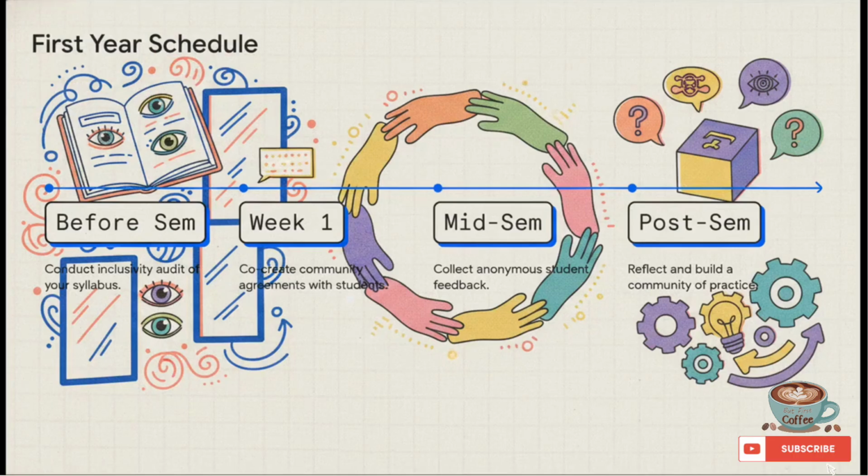To make all of this super manageable, here's a practical schedule for your first year. Before the semester even starts, do your syllabus audit. Check for your windows and mirrors. Then, during week 1, co-create those community agreements to start building your accountable space. At mid-semester, check in by collecting anonymous student feedback. Ask them point blank, do you feel seen, heard, and supported? And post-semester, reflect on that feedback and build a community of practice with your fellow new faculty members to share what worked and, hey, what didn't.